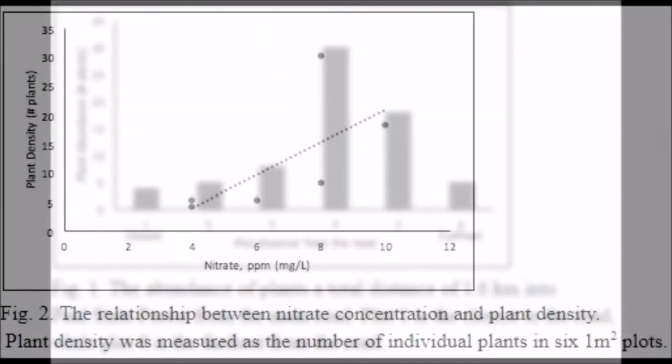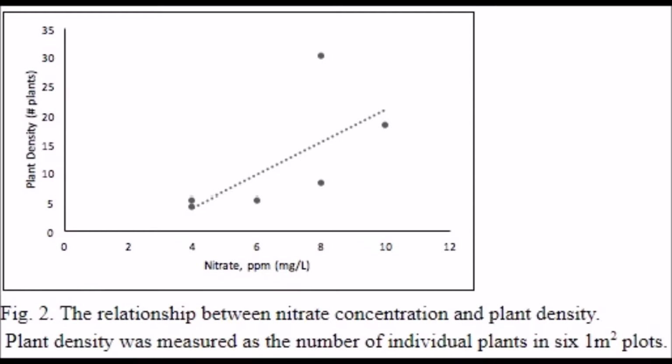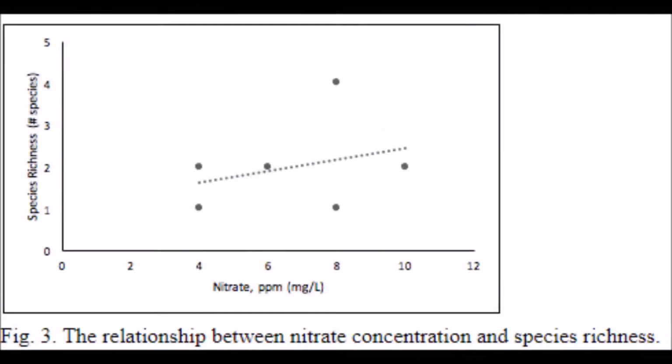Next, we compared the relationship between plant density and nitrate concentration. It was discovered that there was a positive relationship between nitrate concentration and plant density. Then, we examined the relationship between species richness and nitrate concentration. Species richness was measured as the number of different species in each plot. Here, there is a slight positive relationship between species richness and nitrate concentration of the soil.